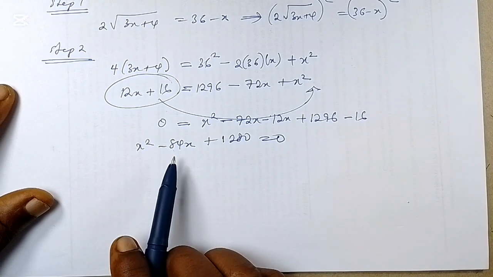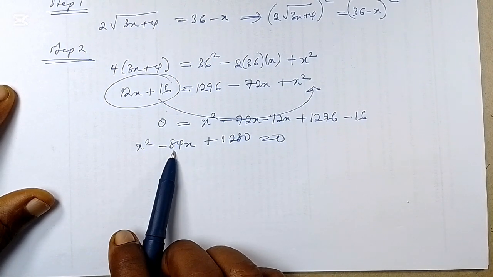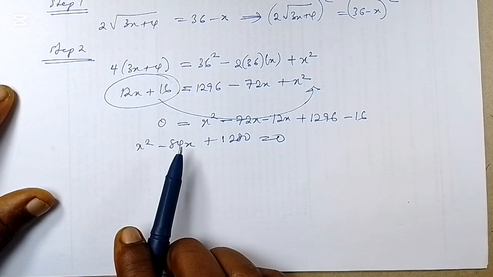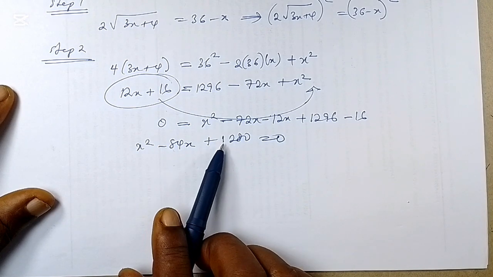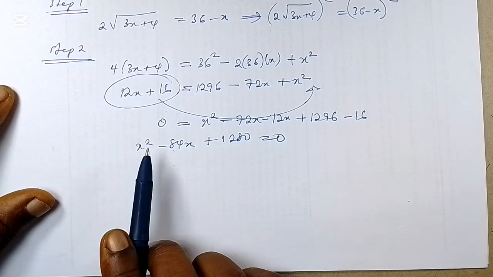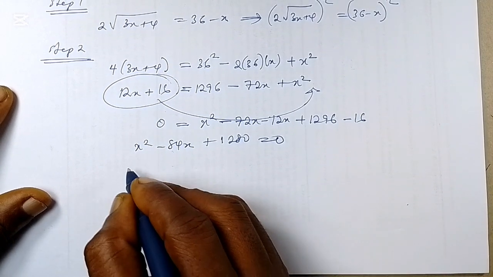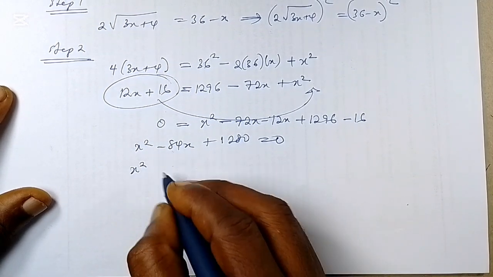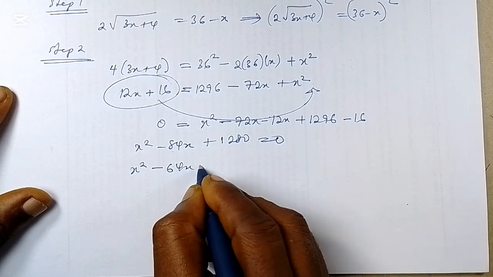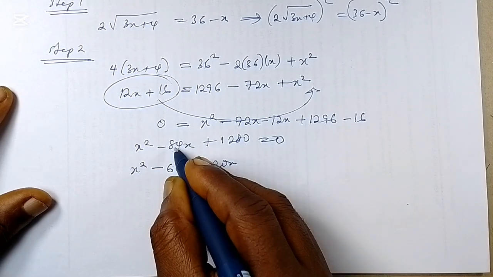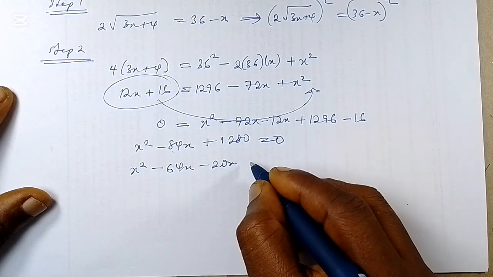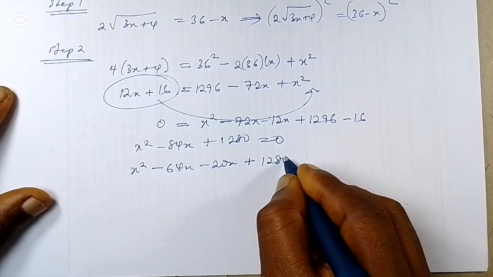Looking at it, this is easier because if you think of two numbers that will add to give the middle term minus 84x, and that in product give you 1280 x squared, you will notice that the two factors that will do that are 64 and 20. So in place of minus 84, I'm going to put minus 64x minus 20x. Clearly both of them will add to give me minus 84x. Then I'm going to bring down this, equals 0.